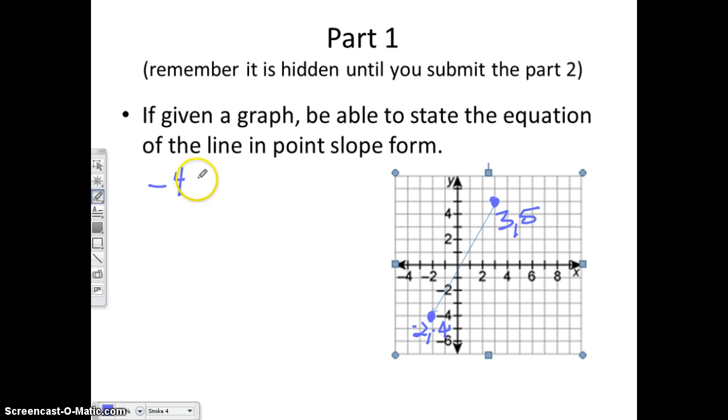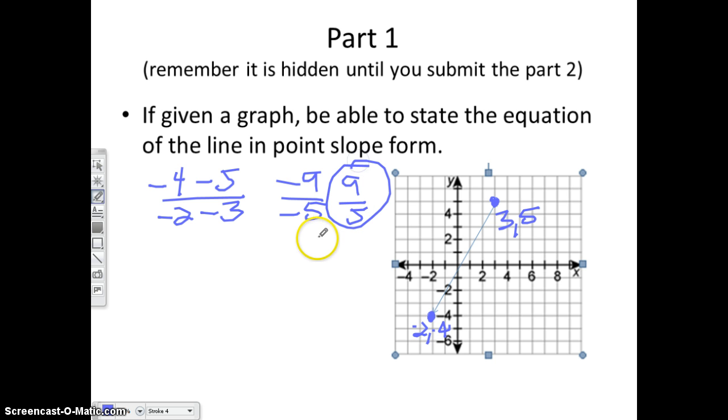So let's plug in what we know. Negative 4 minus 5 all over negative 2 minus 3. That gives us negative 9 over negative 5, or 9/5. We have a slope of 9/5. Now we can select whatever point we want. Y minus 5 is equal to 9/5 times x minus 3.